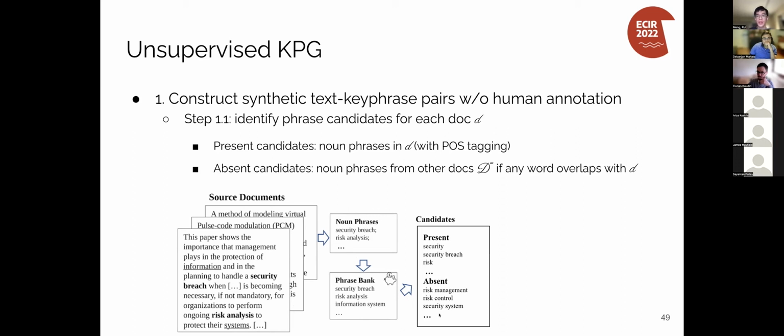In other words, if a candidate phrase partially overlaps with the given document, we just treat it as an absent phrase candidate. And for the present ones, it's very simple. We just extract all the noun phrases in that document as the present candidates.